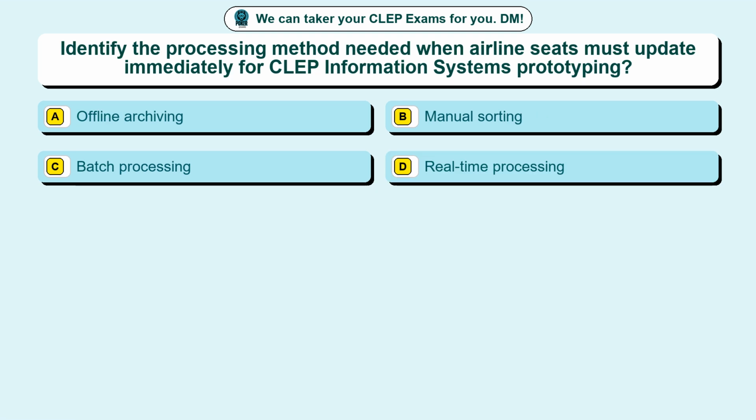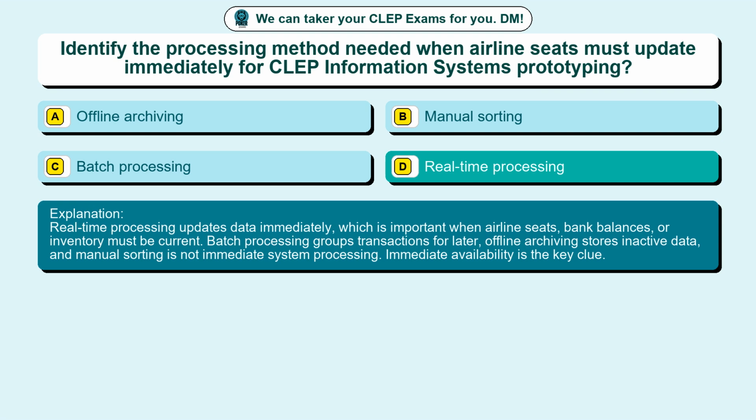Question 21. Identify the processing method needed when airline seats must update immediately for CLEP Information Systems prototyping. Option A. Offline archiving. Option B. Manual sorting. Option C. Batch processing. Option D. Real-time processing. The correct answer is option D. Real-time processing. Real-time processing updates data immediately, which is important when airline seats, bank balances, or inventory must be current. Batch processing groups transactions for later, offline archiving stores inactive data, and manual sorting is not immediate system processing. Immediate availability is the key clue.